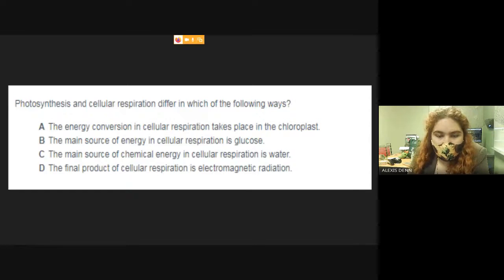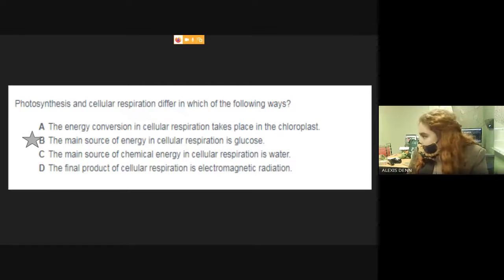Photosynthesis and cellular respiration differ in which of the following ways? A, the energy conversion in cellular respiration takes place in the chloroplast. No, that is wrong. Cellular respiration takes place in the mitochondria. I know A is out. B, the main source of energy in cellular respiration is glucose. Glucose is used in cellular respiration, so maybe we'll hold on to that. C, the main source of chemical energy in cellular respiration is water. Water is made in cellular respiration, so C is out. D, the final product of cellular respiration is electromagnetic radiation. Ms. Den has never said the words electromagnetic radiation. It has to be B.